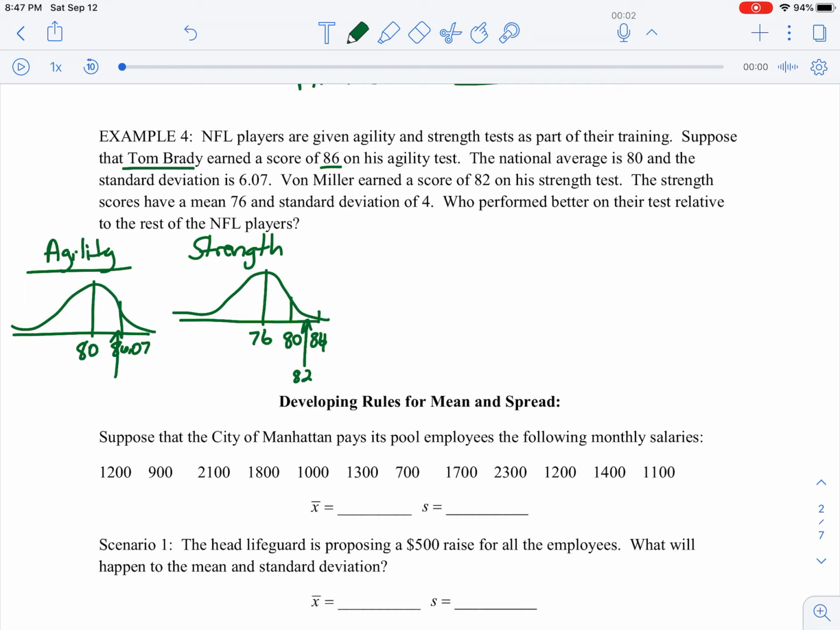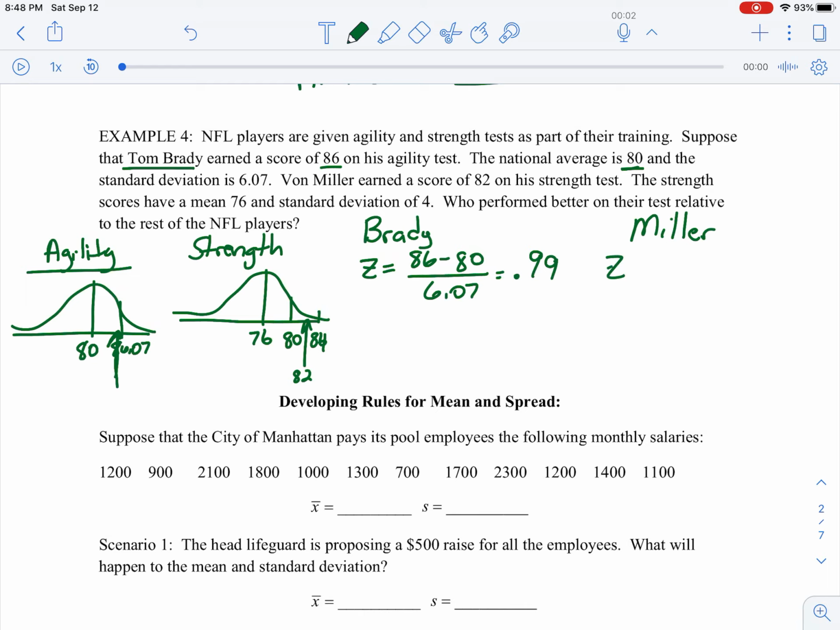So that means we have to come back here and figure out a z-score for Brady. We're going to convert his agility test into a standardized score. We observed Tom Brady with an 86 on his test. We expected Tom Brady to get the national average, which is 80. We're going to convert that into standard deviations by dividing by 6.07. So his z-score was 0.99, which we knew already because we saw that come in right here, just underneath 1.